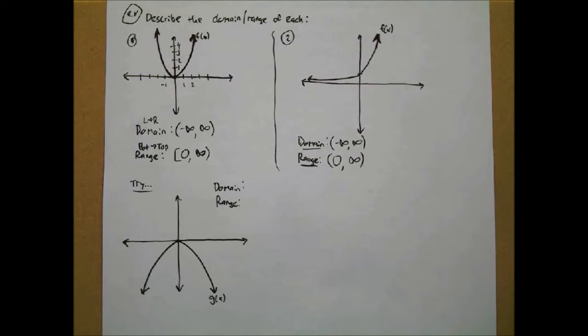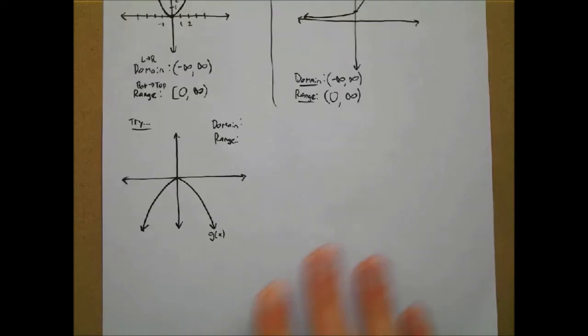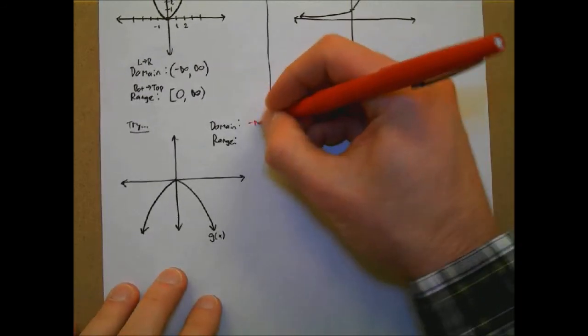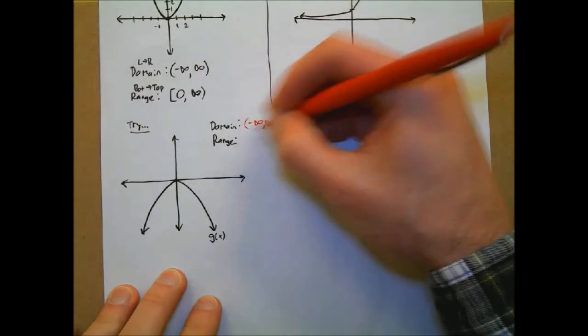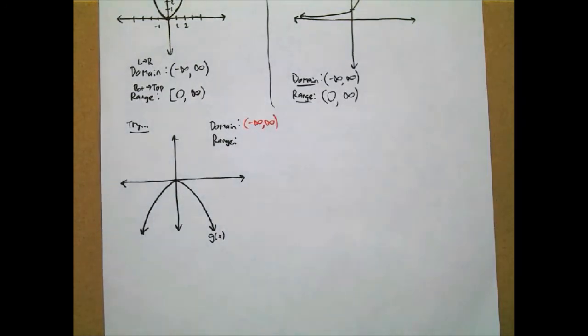Okay. Volunteers for domain. Anyone? Brave souls. Yes, CJ, go for it. Negative infinity, positive infinity. Perfect. Yep, parentheses are on both. You got it. Good job.